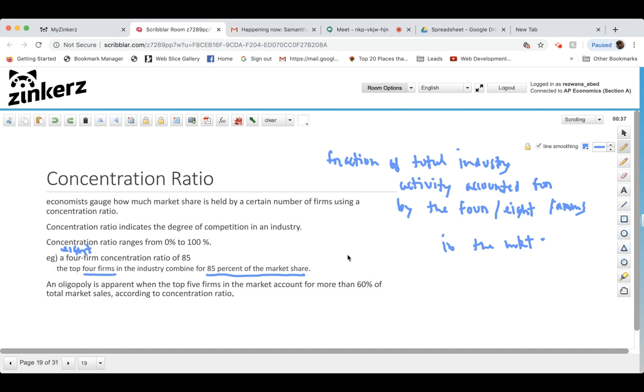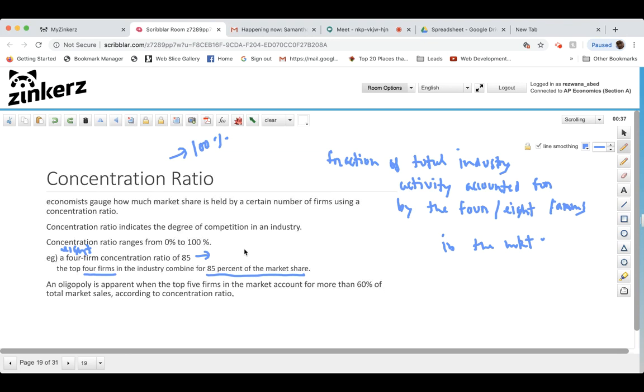This kind of concentration is not so much of an issue with monopoly, right? Because a monopoly has only 1 firm, so the concentration ratio would be 100%, which means that there is no competition. So the higher the number, the less competition there is in an industry. Do you understand that part? Yes. Okay, so if it's closer to 100, it means you're getting closer to a monopoly. So of course, there is not much competition or competition at all.